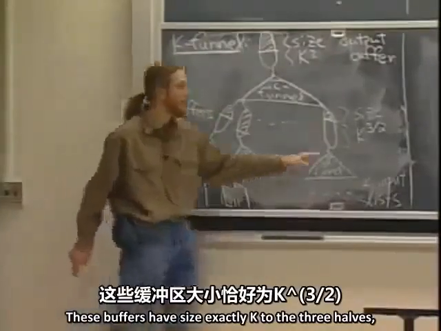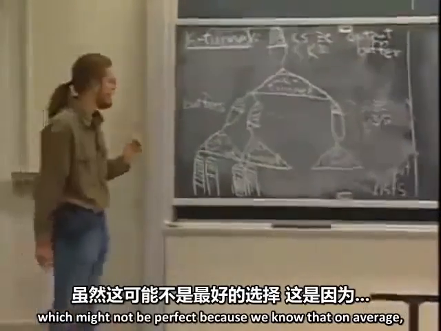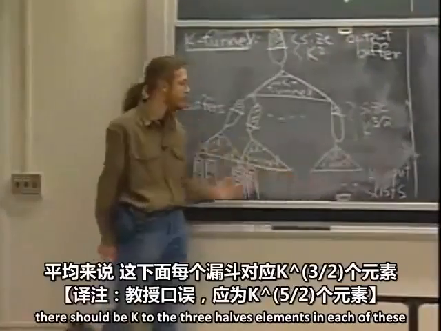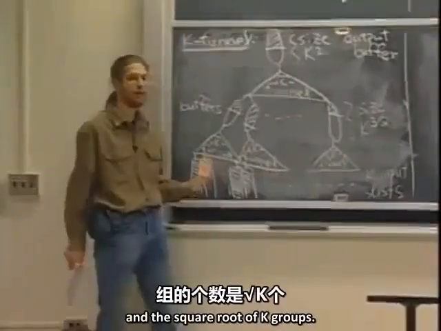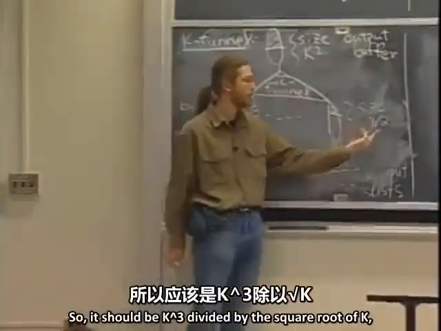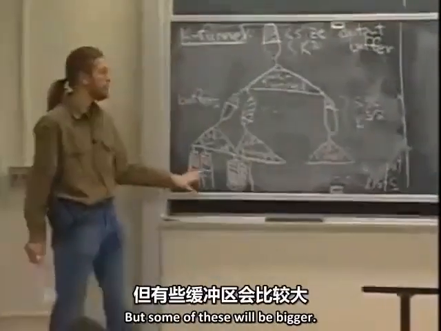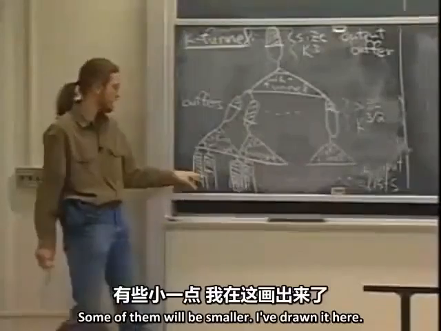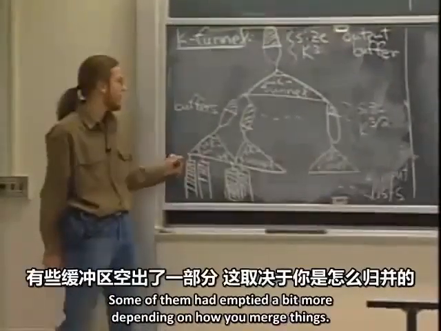These buffers have size exactly k to the 3/2, which might not be perfect because we know that on average there should be k to the 3/2 elements in each of these, because there's k cubed total and there's square root of k groups. So it should be k cubed divided by square root of k, which is k to the 3/2 on average. But some of these will be bigger, some of them will be smaller. I've drawn it here. Some of them have emptied a bit more, depending on how you merge things.